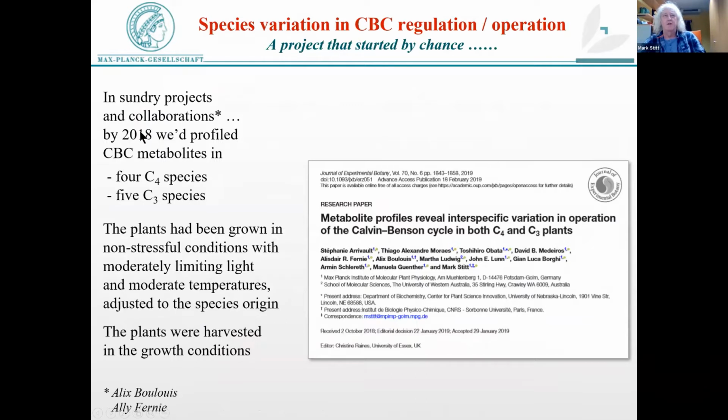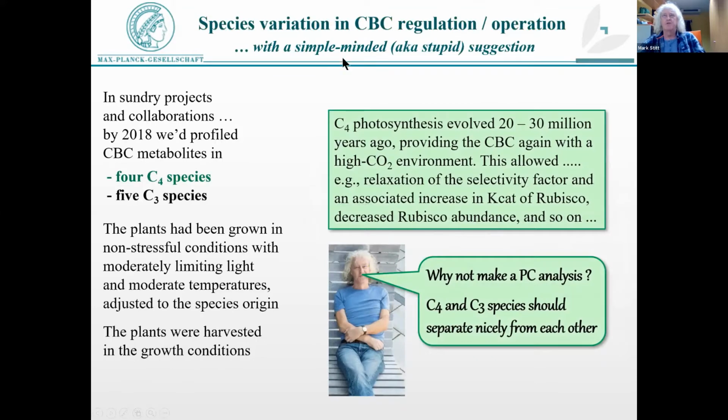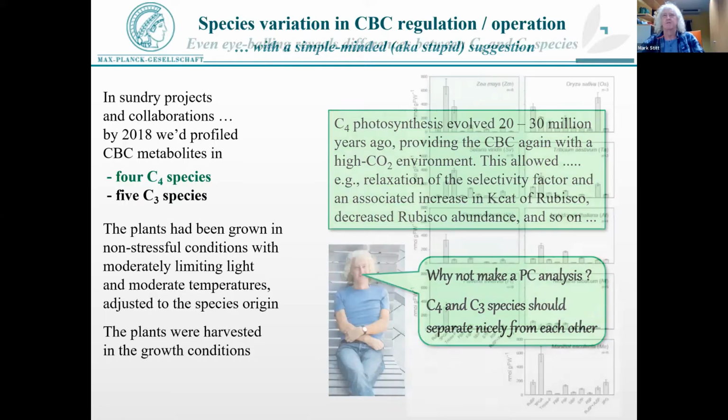By about 2018, in a whole series of projects and collaborations, we profiled Calvin Benson cycle intermediates in a whole series of species. And the idea came to throw this together. Now, this started with a very stupid-minded idea. We've got C4 species, we've got C3 species, and so we thought that these would separate, given that the Calvin Benson cycle in the C4 species has been operating in high CO2, this has allowed changes in Rubisco and so on. So we thought, oh, just get a nice separation between C4 and C3 species.